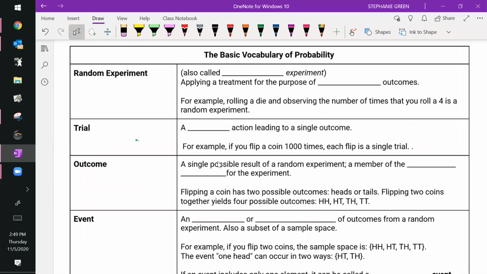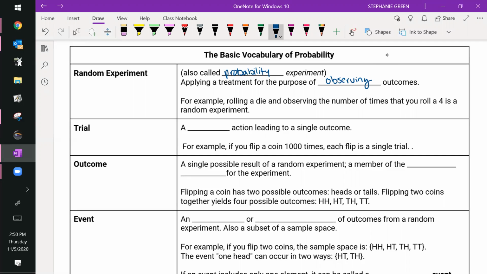The first thing here, a random experiment, which is also sometimes called a probability experiment, is an experiment where we're applying a treatment just for the purpose of observing outcomes. So think like rolling a die, pulling a card from a deck, pulling a marble from a bag, pulling a name from a hat. All of those things are random experiments. All we're doing is trying to observe the outcomes, and generally this is what we do when we're trying to predict the probability of something happening.